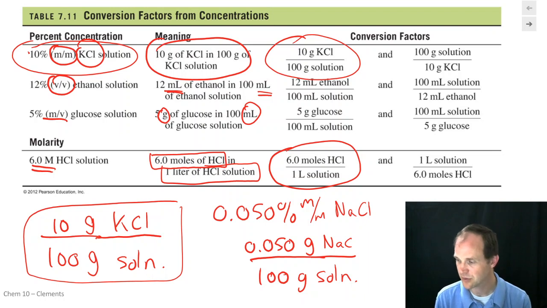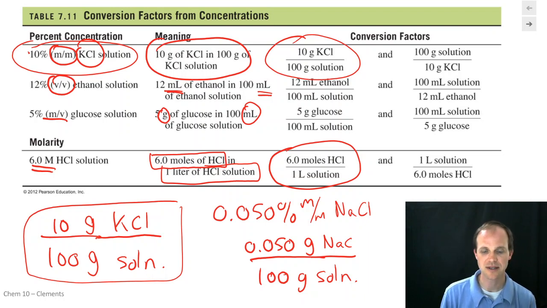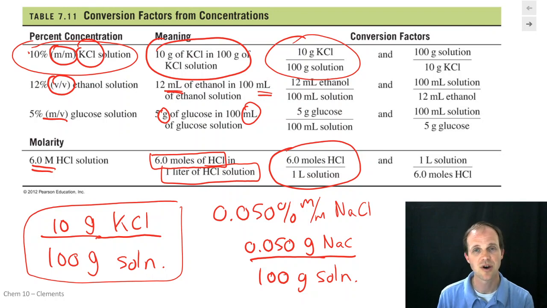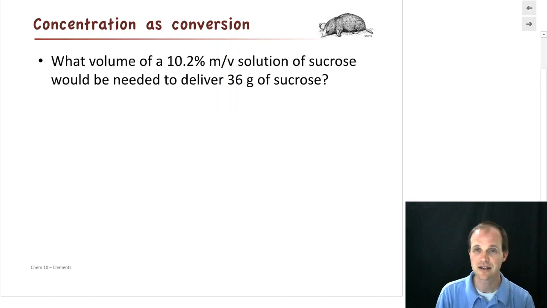Now, how can we use these effectively? Well, we're going to use them effectively when we say, I've got a certain amount of solute. How much solution do I need in order to get that much solute? So I want 5 grams of sugar in a 20% sugar solution. How much of that solution do I need to do it? Examples are always best. So let's go and do an example first.